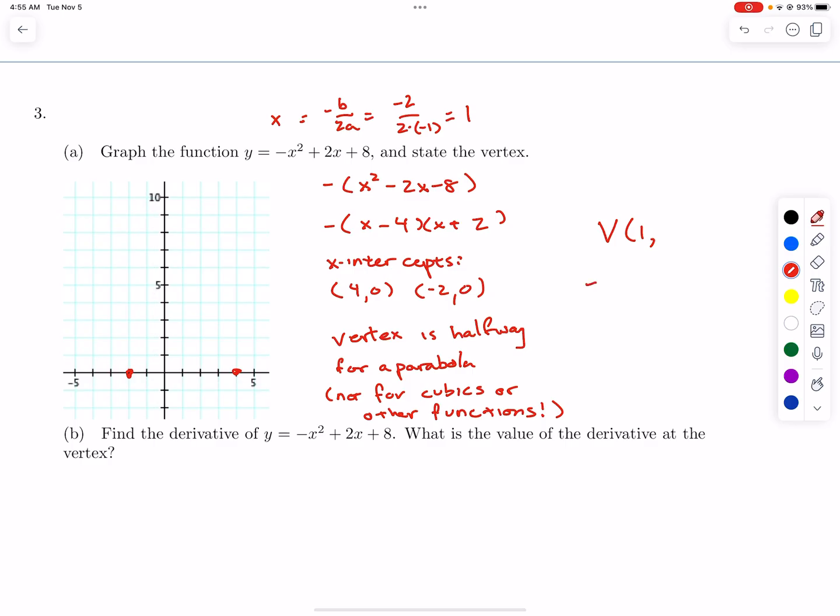Plug in 1. The negative of 1 squared is -1. So that's 9. Down 1, down 3, down 5. Yep, that worked. Okay, good.